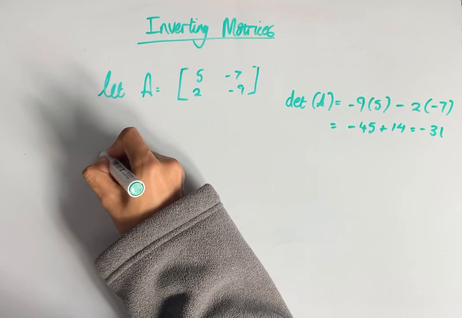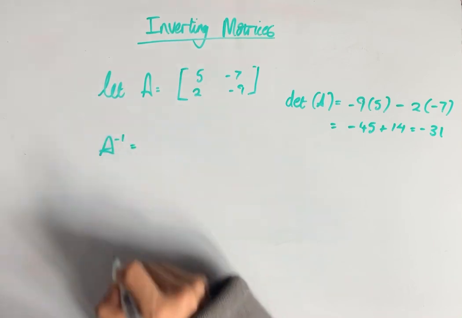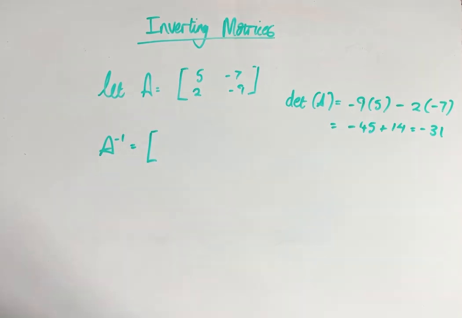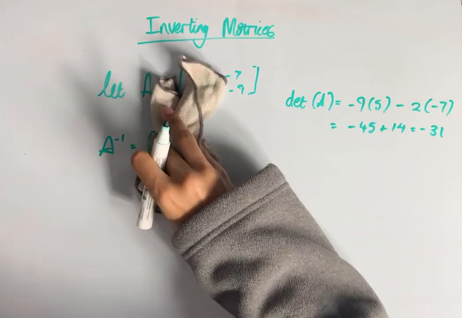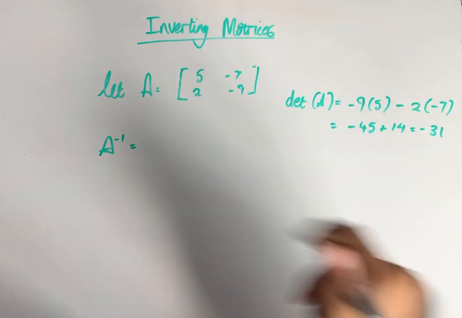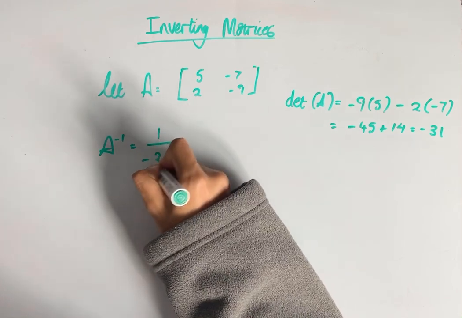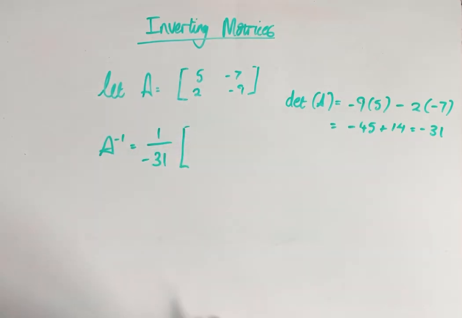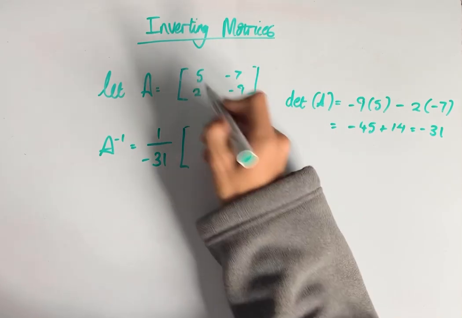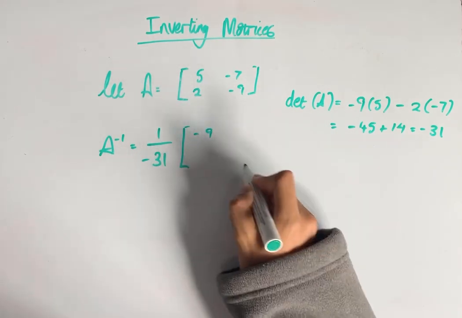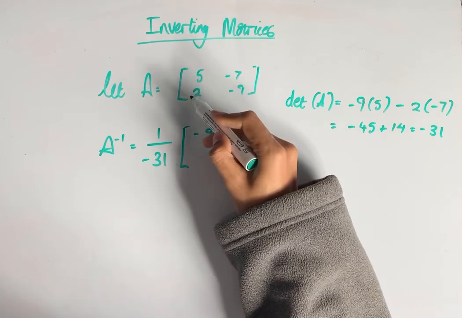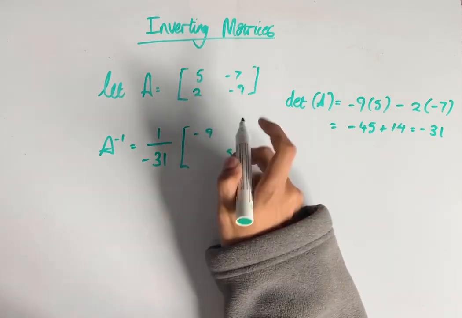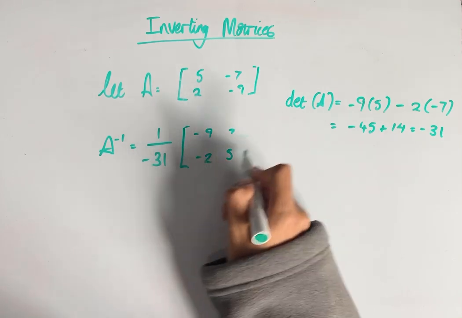So A minus 1, or the inverse of our 2x2 matrix A, is given by 1 divided by minus 31, because that's the determinant of A, multiplied by a transposed matrix. So we swap these two. So instead we write minus 9 and 5. And these two are both multiplied by minus 1. So it's positive 7 and minus 2.